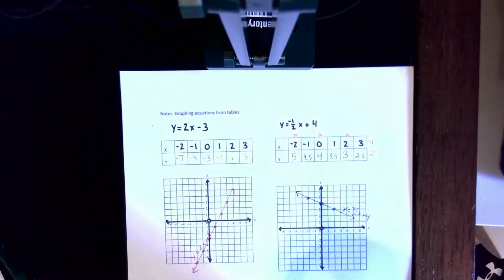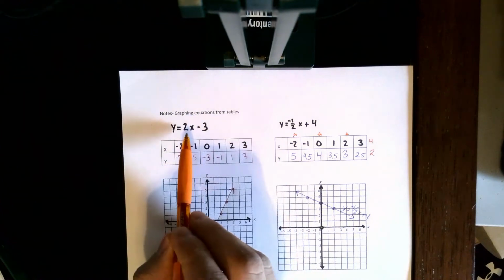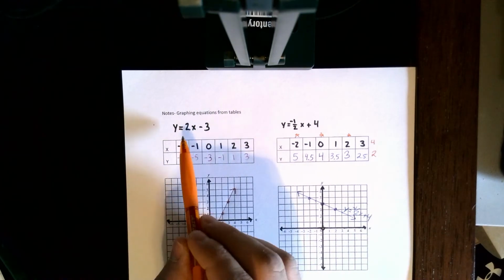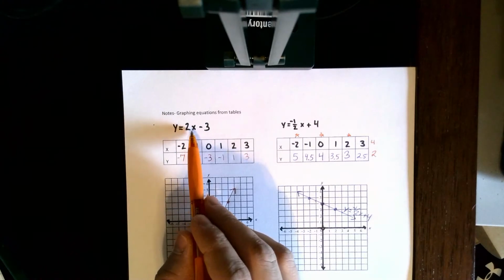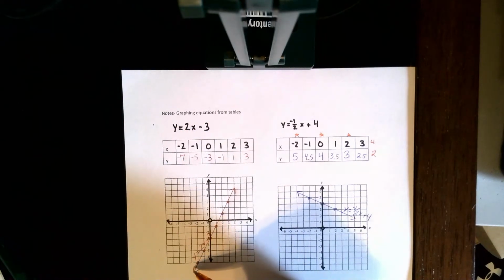A couple things to take a look at here. If you remember from before, what we used to call the constant of proportionality, 2 here. 2 is a positive number for what we're going to find out tomorrow is called our slope, and you'll notice this is kind of an uphill line if we look from left to right.